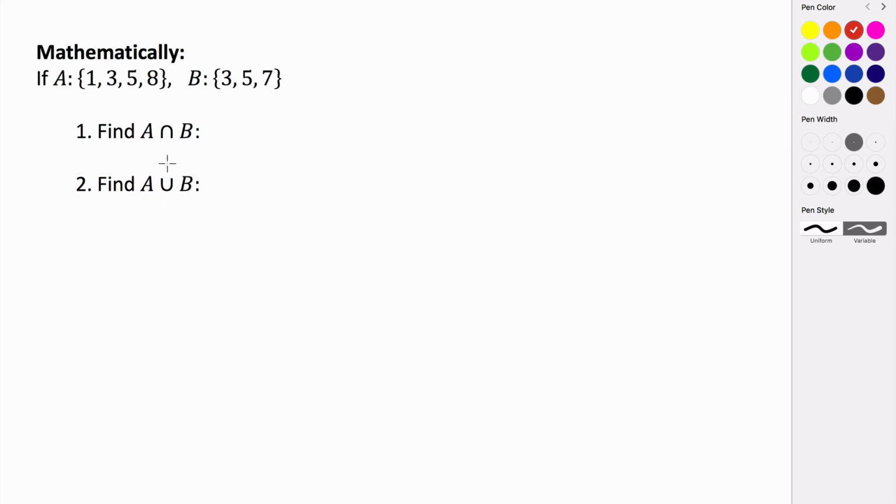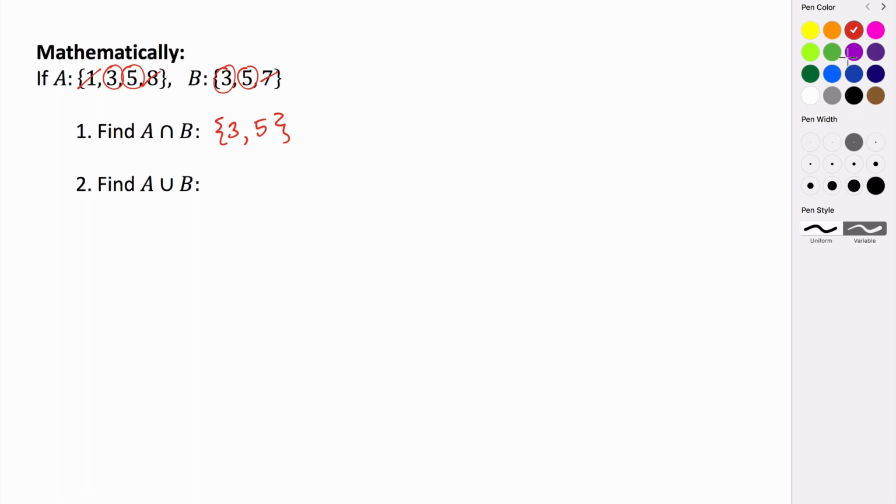Okay, so let's find the intersection, A and B. We're looking for elements that belong in both A and B. So 1, is 1 in both of these? No, so we can't use 1. 3, yeah, we see a 3 in A and we see a 3 in B, so it's going to be in the intersection. 5 is in A and in B, so that's also in the intersection. 8 is not in both. 7 is not in both. So the intersection of A and B are just the elements 3 and 5.